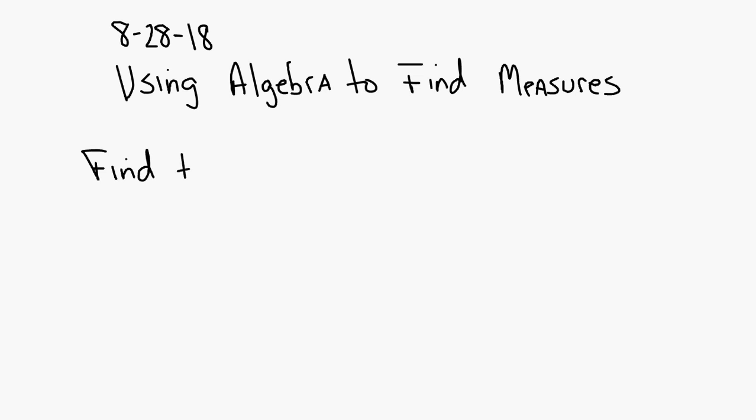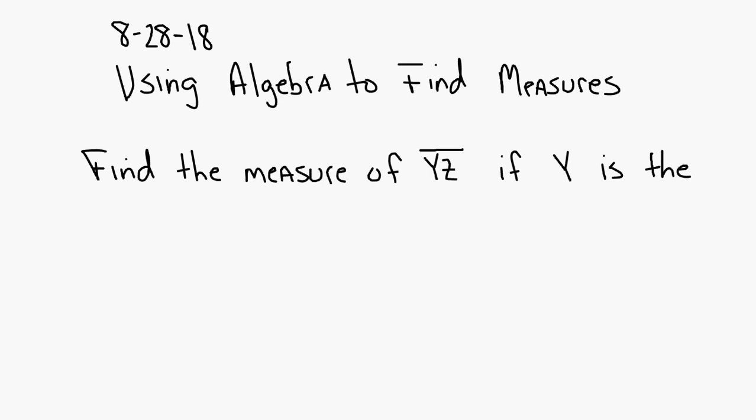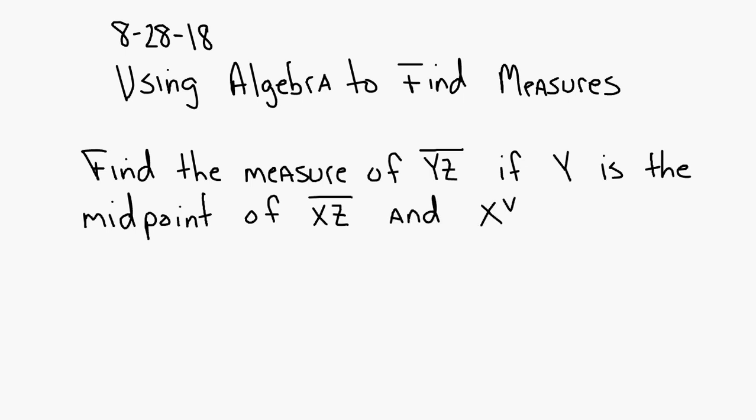Find the measure of YZ, segment YZ. If Y is the midpoint of XZ, and XY is equal to 2x minus 3, and YZ is equal to 27 minus 4x.